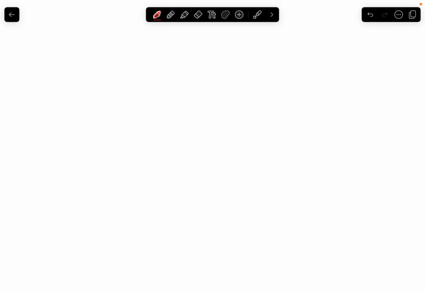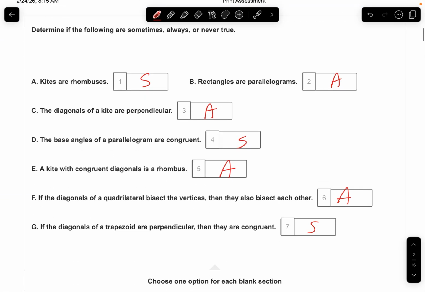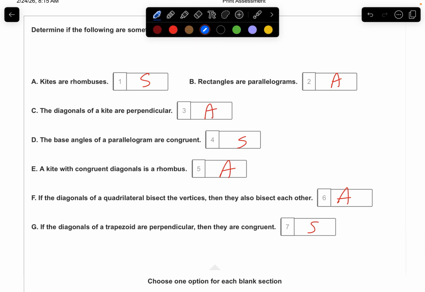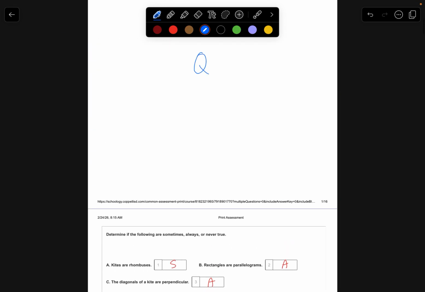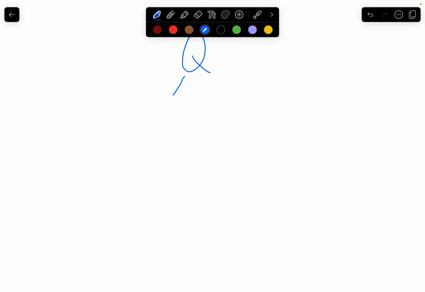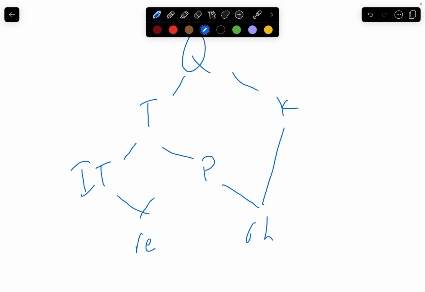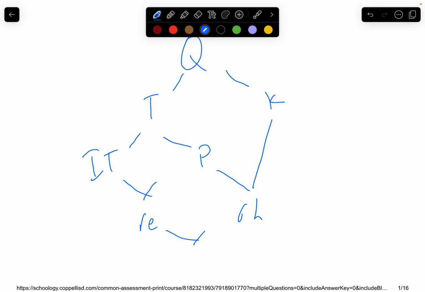All right, guys, working on quiz review number 2 here. We're going to go through it, see how we do. As always, our quadrilateral tree is going to be very important. Quadrilaterals, trapezoids, kites. Trapezoids go to isosceles trapezoids and parallelograms. Those create the rectangle. These create the rhombus. And ultimately, we get the square. Please note all these connections.